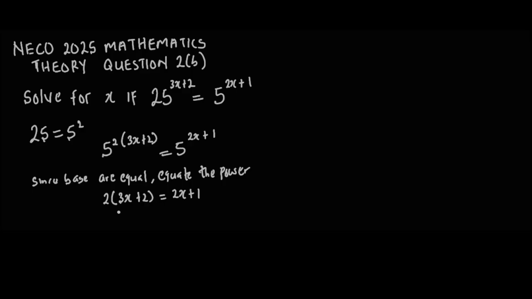Then this is going to give us, by the time we remove the bracket, we have 6x. 2 times 3x will give us 6x plus 2 times 2, 4. And this gives us 2x plus 1. The next thing we do is we collect like terms.